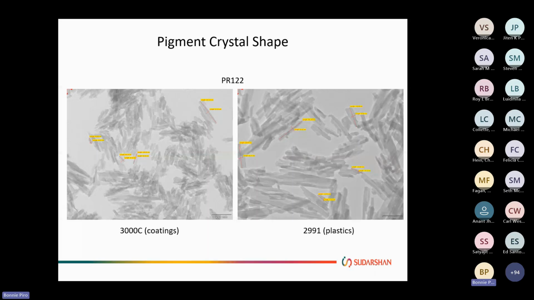From a crystal shape, these are much more needle-like, so very thin and very long in nature. The TEMs that I have here are a coatings version on the left and a plastics version on the right. So they do have the same type of shape in there. The plastics version might be a little bit thicker in the diameter than the coatings one, but they do have that long, narrow needle shape.